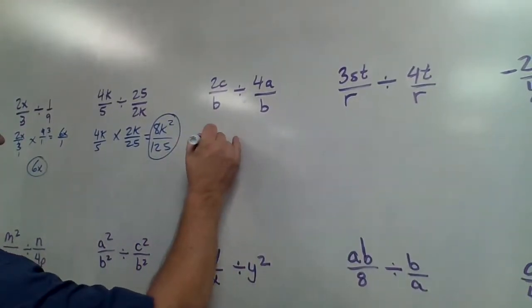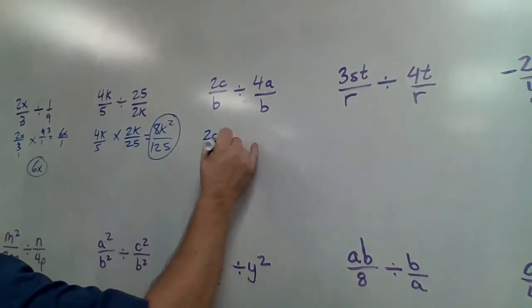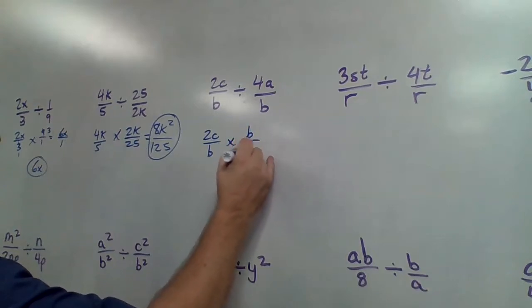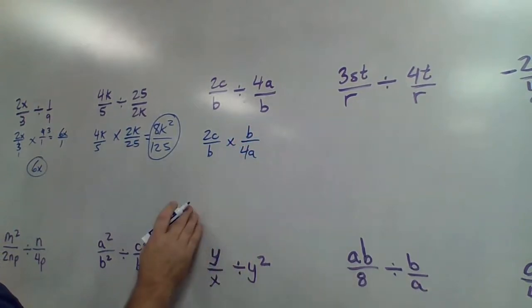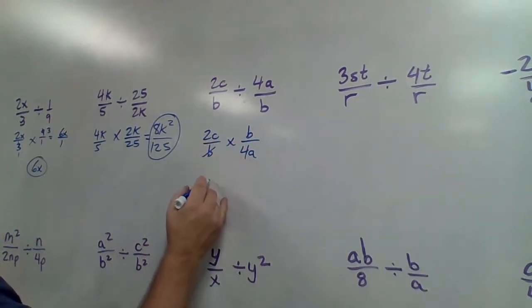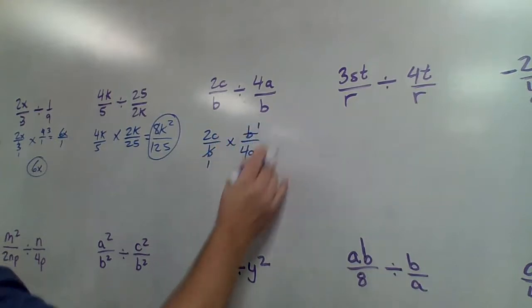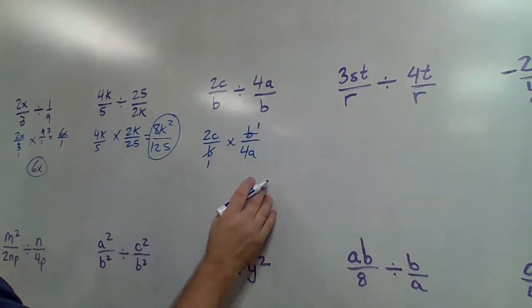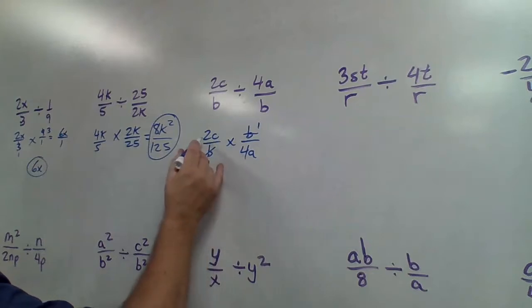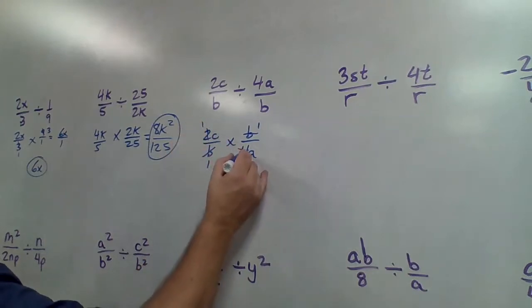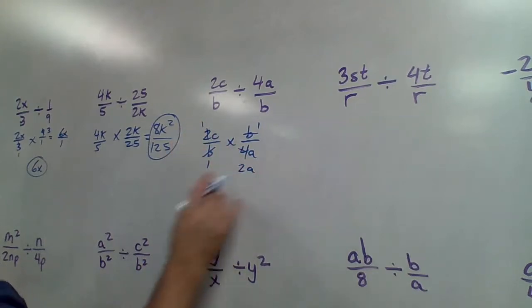Okay, how about this one? 2c over b times the reciprocal. There's some I can simplify. Divide by b. Divide by b. How about divide these by 2? Divide by 2. Divide by 2.